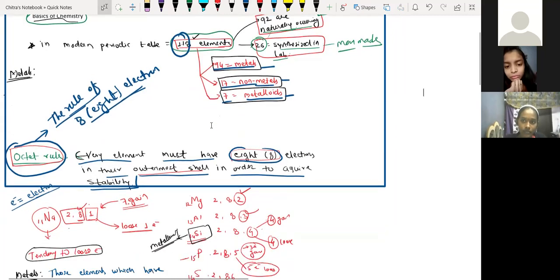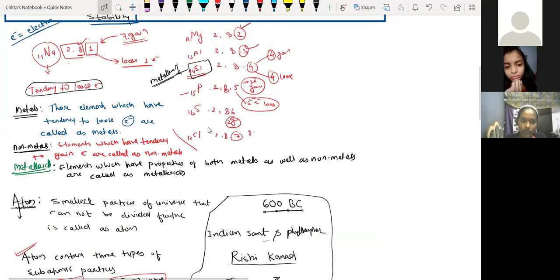Okay, so I'm going to move further. Let's discuss the sodium metal. We know sodium has atomic number 11. That means sodium has 11 electrons. If we write the electronic configuration of sodium, it is 2, 8 and 1. So sodium has 3 shells, and in the outermost shell sodium has only 1 electron.